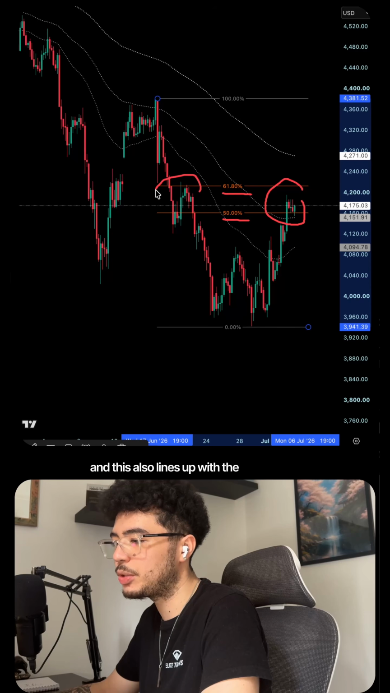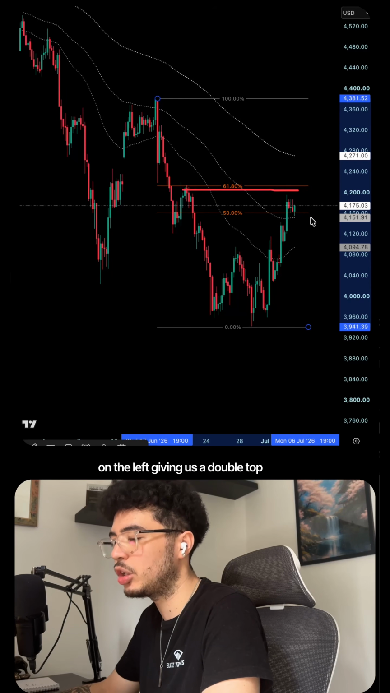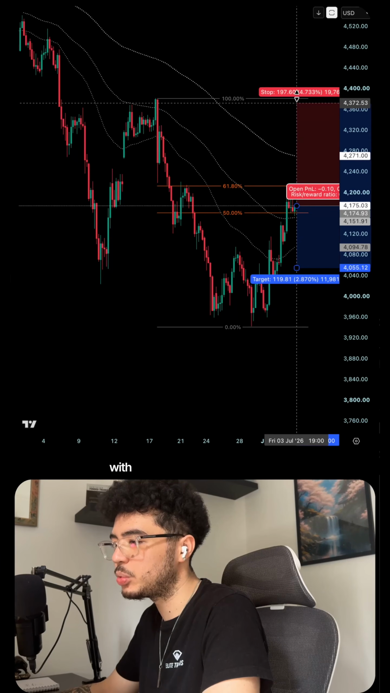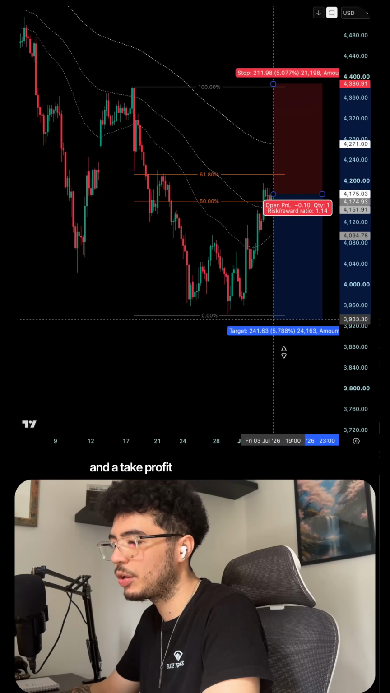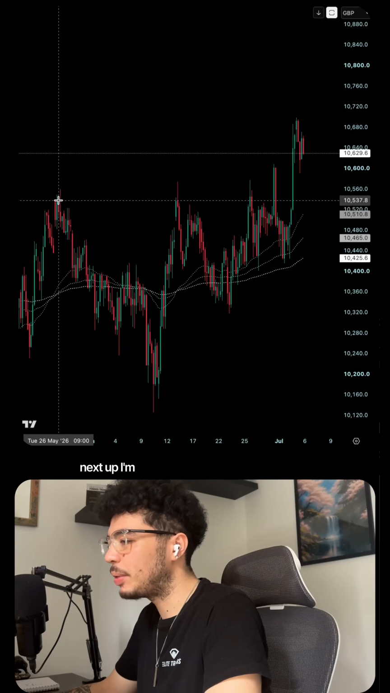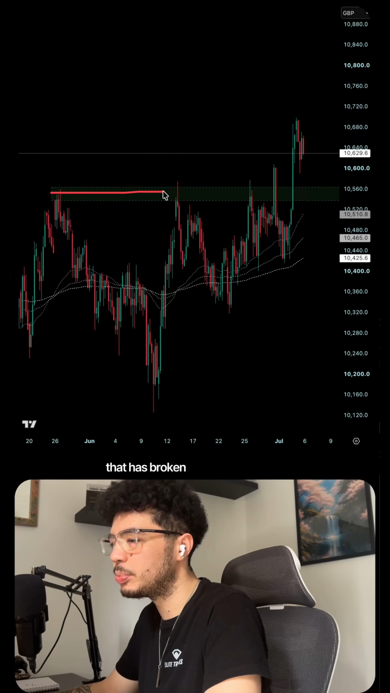And this also lines up with the previous high on the left, giving us a double top pattern. So I'm looking for a position similar to this with a stop loss at the previous high and a take profit down towards 3,500.